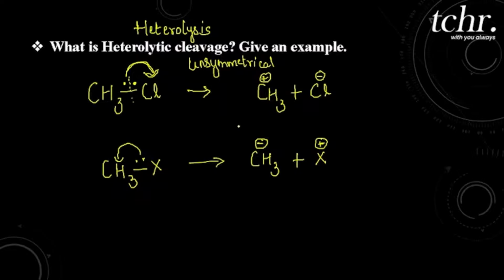Now, when the CH3 methyl group is positively charged, you can see a positive charge on the carbon atom. If you observe a positive charge on the carbon atom, this is known as a carbocation. And if you observe a negative charge on the carbon atom, then this is known as a carbanion. More about this we will study later.